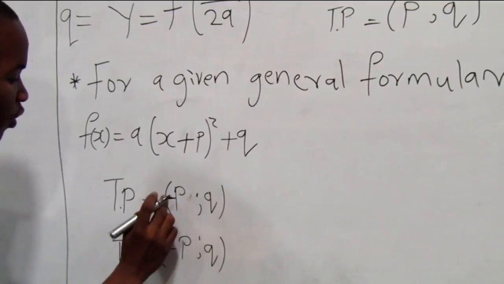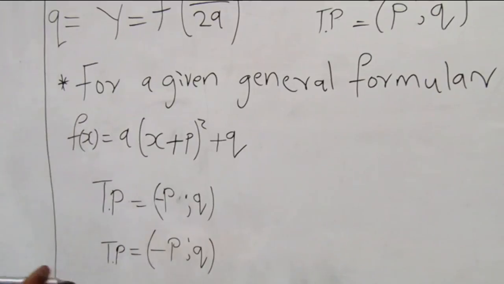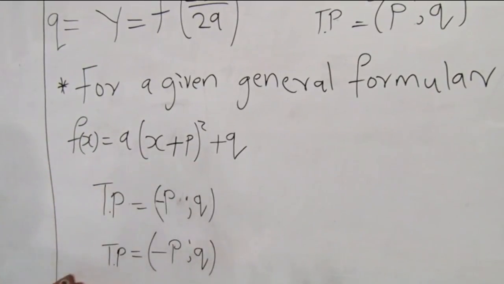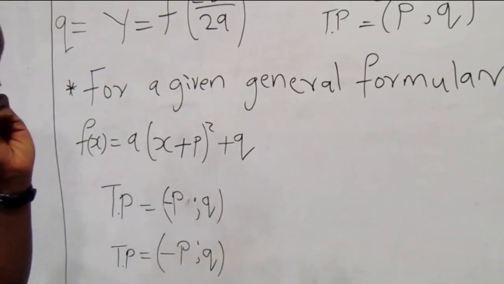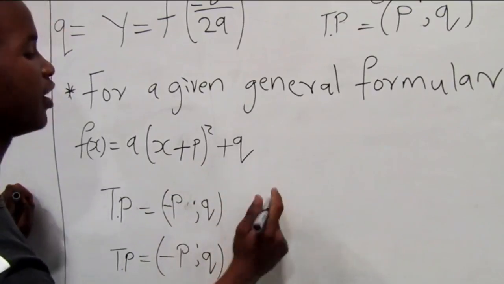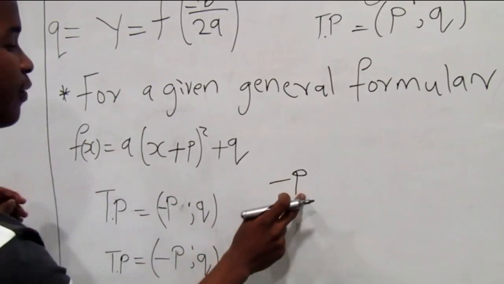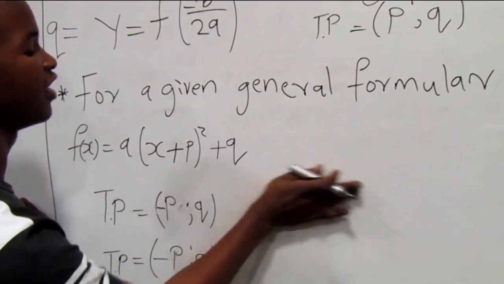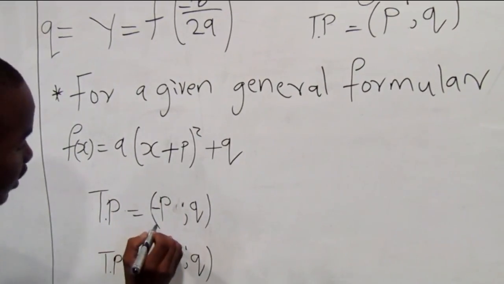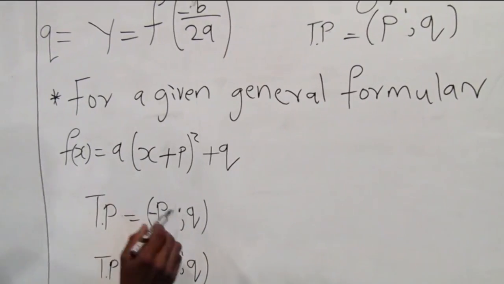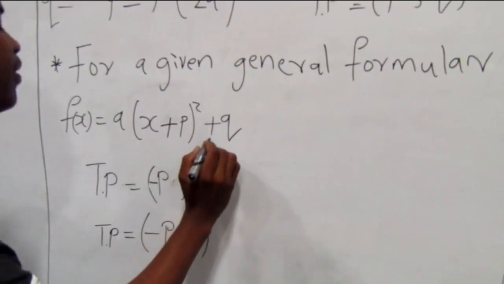Our turning point was going to be, for the given function, when you take this p to the outside, it becomes negative. When we take this p to the outside, it becomes negative p, and when you take this p to the inside, it becomes positive p. Then our turning point now, because we are taking this p to the outside and it's positive, is negative p comma q, where our q is either plus or minus.